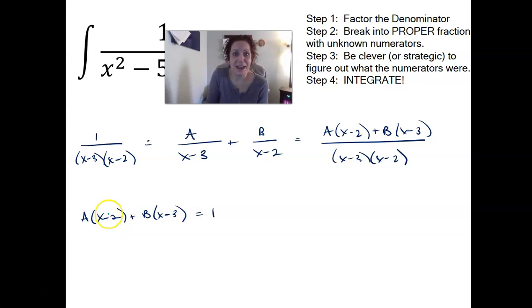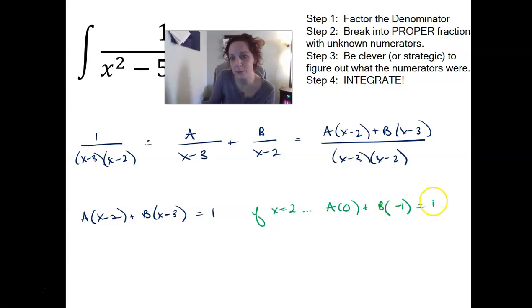So the way you choose wisely is by looking at this and going, you know what? If I just happen to choose that x is equal to 2, this whole chunk goes away, right? If I just happen to decide, on a whim, that I want x to be 2, this turns into a times 0 plus b times -1 equals 1. And I don't have to solve a system because the a went out of the equation. I can get my b right off the bat, right? So I can say, okay, well, if -b is equal to 1, then b must be -1.